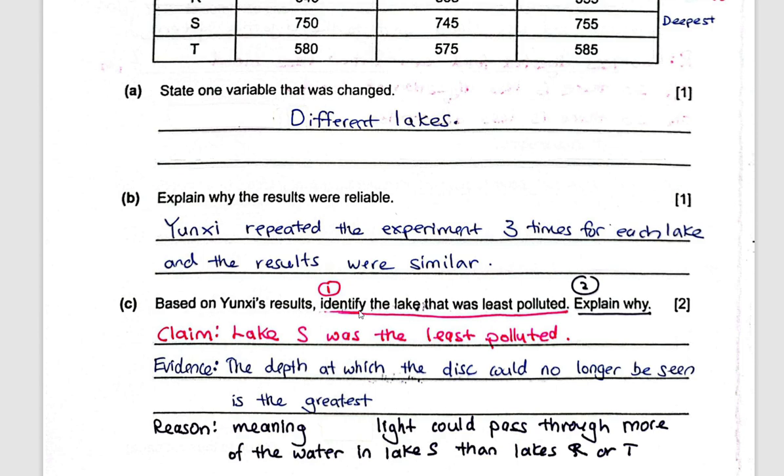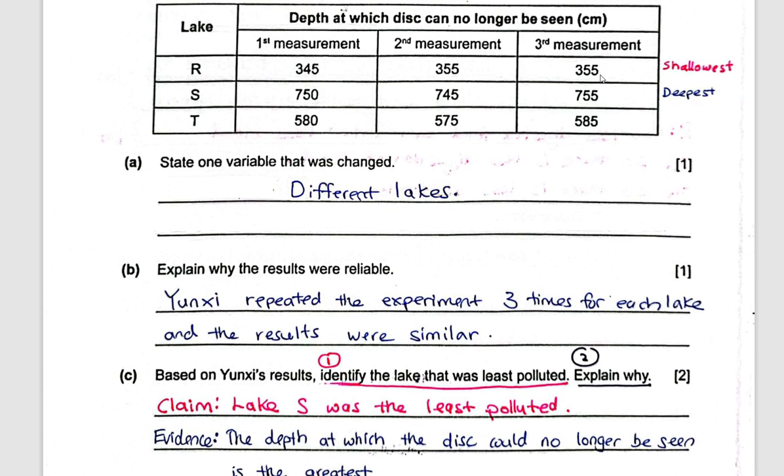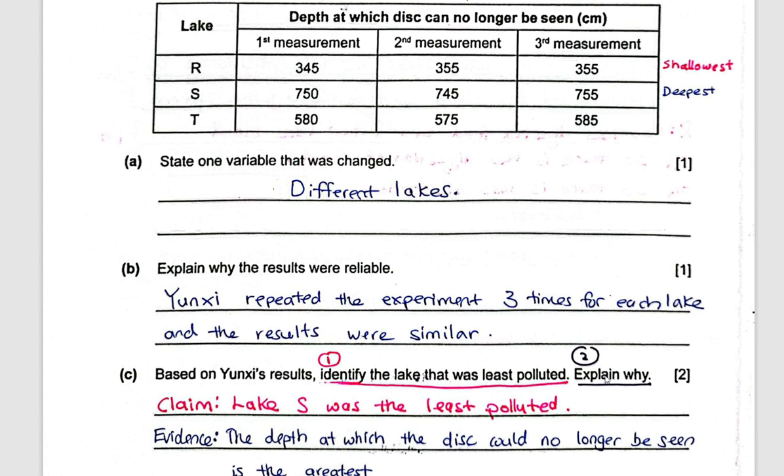Now, based on the results, identify the lake that was least polluted and explain why. Remember, I mentioned before, mark allocation, 2 marks. And there are 2 requirements here. First one is identify the correct lake. That's a simple one. Lake S is the least polluted. Why so? Now you explain using your science concept.